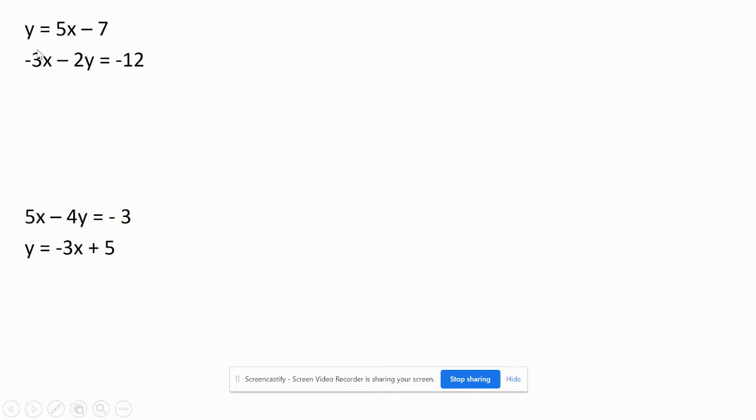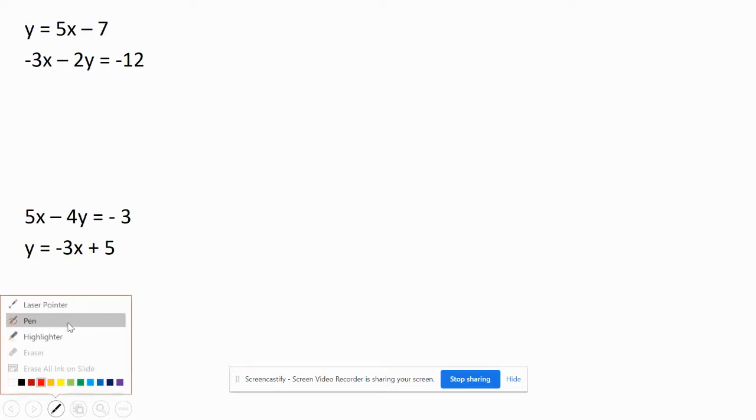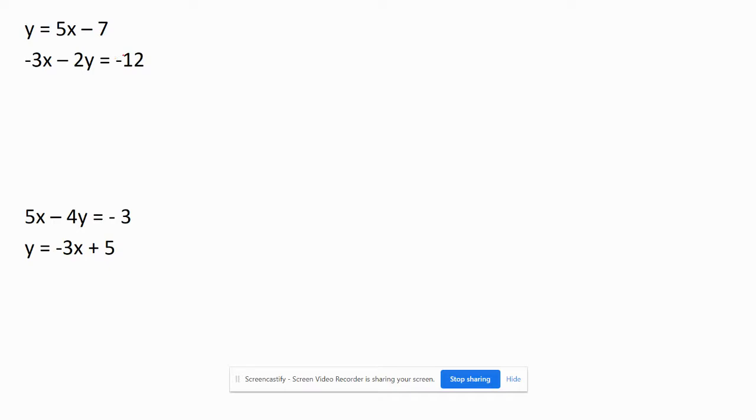So the first example we have up here is y equals 5x minus 7. And the other equation is negative 3x minus 2y equals negative 12. What I'm going to do is substitute one of the equations into the other equation to solve it. This one would be the best one to plug in because we already have it in slope-intercept form. So we're going to plug in the one that's in slope-intercept form.